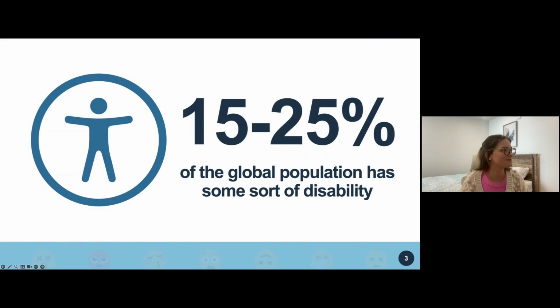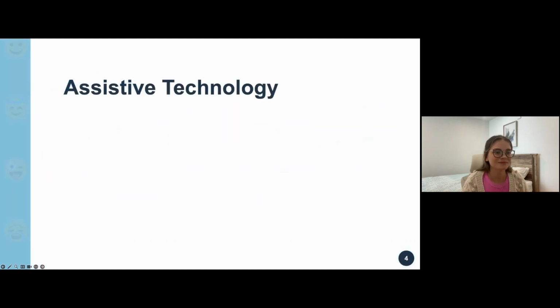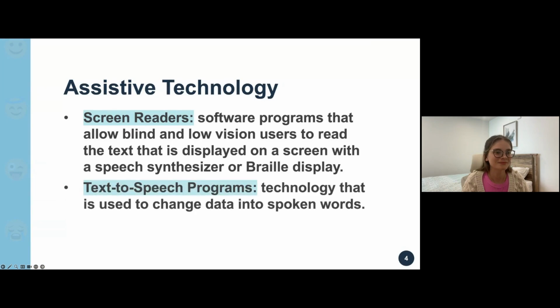Now, an estimated 15 to 25% of the global population has some sort of disability. This estimation could also be much larger because not everyone is comfortable disclosing that they have a disability or considers themselves disabled. There's a wide range of disabilities that exist in the world, from physical to cognitive, but for the purposes of this presentation, I will mostly focus on disabilities that affect a person's hearing and vision. I will also reference different assistive technology throughout the presentation, including screen readers and text-to-speech programs. You're going to get to experience my phone's text-to-speech program as well, as I use it for various demonstrations.